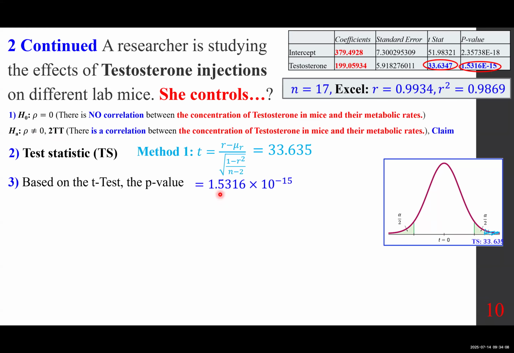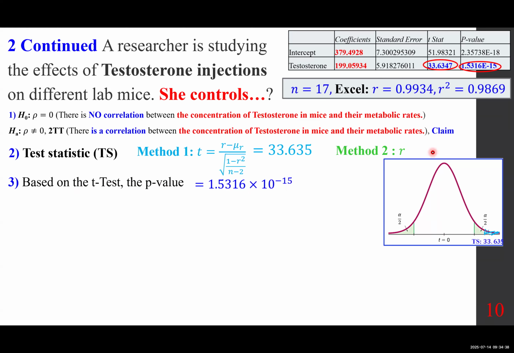1.5316 times 10 to the power of minus 15. Let me tell you what it means. This decimal, move it to the left. How many places? 15. So that means practically 0. So the p-value is way less than the choice of alpha of 0.05. Reject H0.